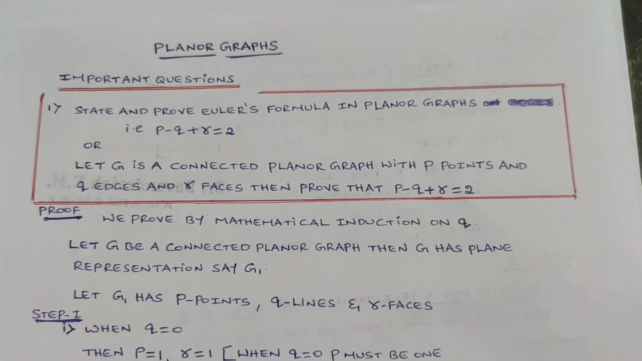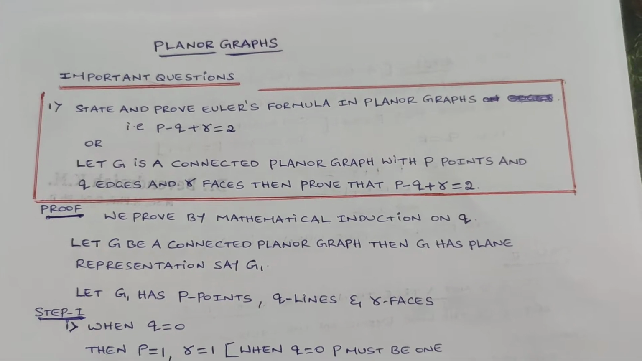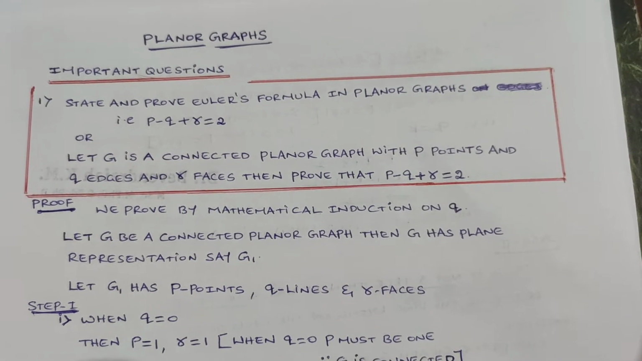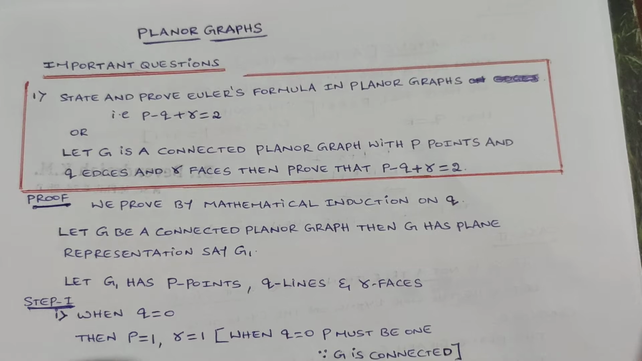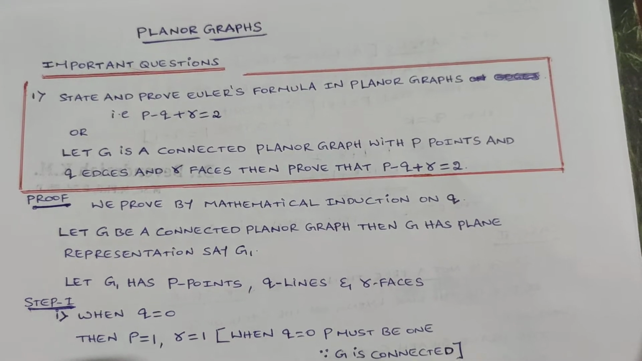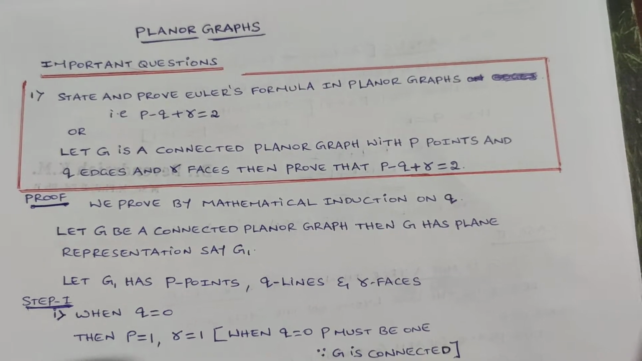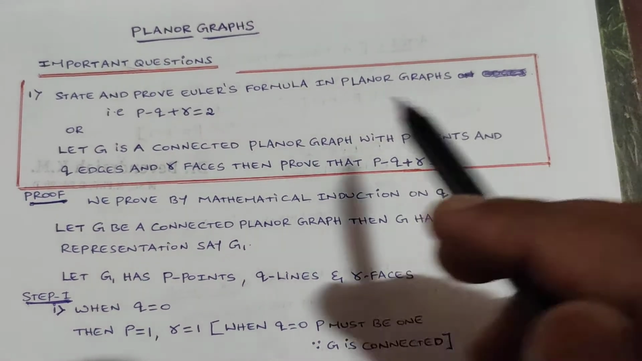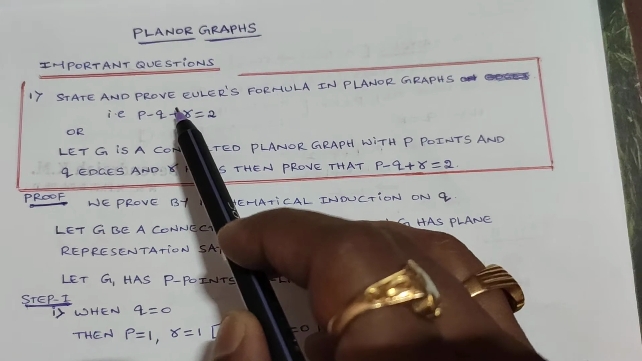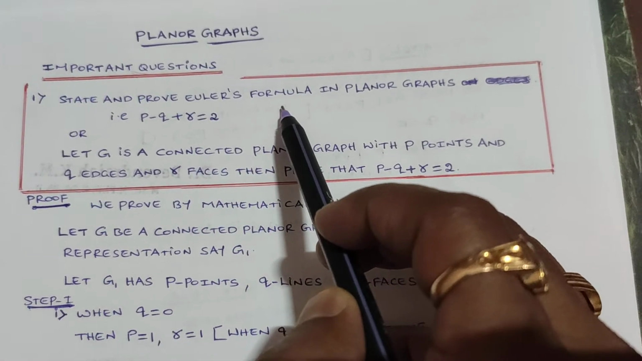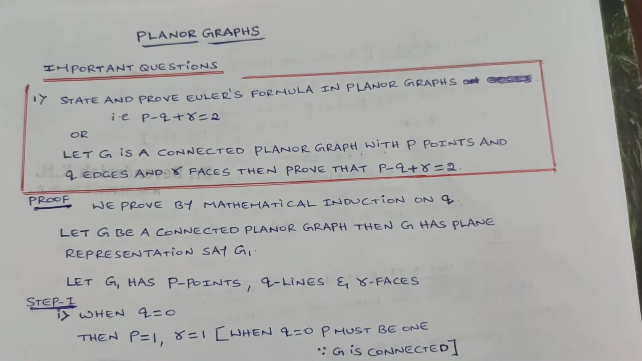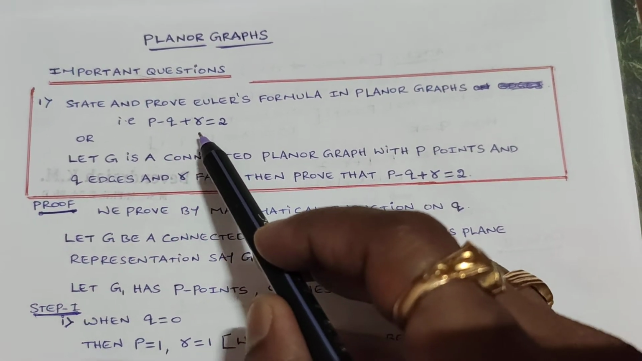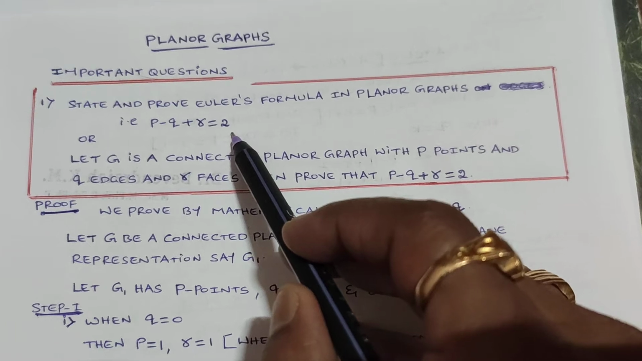Dear students, today we will discuss the chapter planar graphs. In this chapter, we will discuss some of the questions which will be for 5 marks. In that, the first question is state and prove Euler's formula in planar graphs. That is P minus Q plus R will be equal to 2.